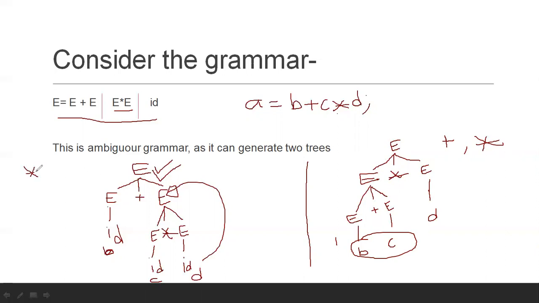Here multiplication is done first and after that plus is done. So now these are the two possible trees generated with this particular grammar. If this is the case, this particular grammar is called an ambiguous grammar. I hope you understood. This particular grammar is called an ambiguous grammar.